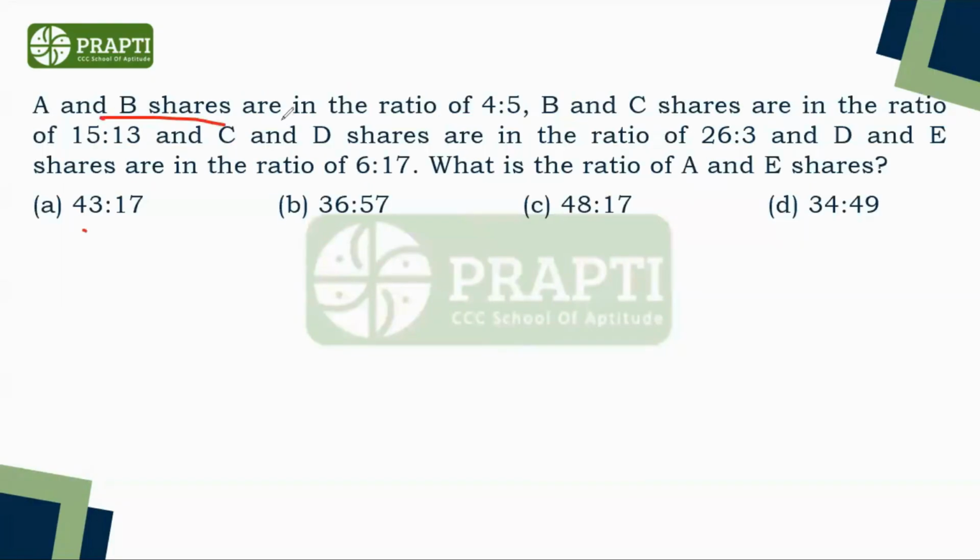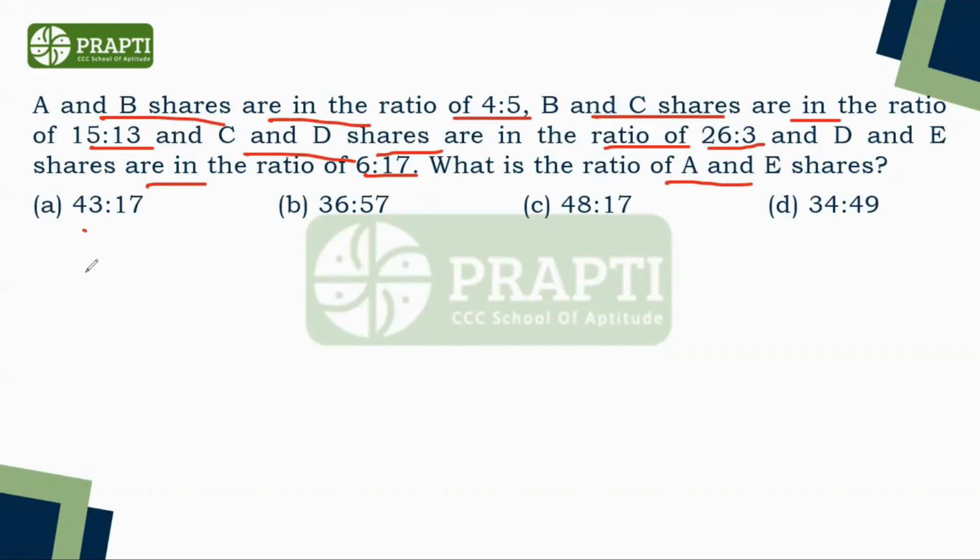A and B shares are in the ratio 4 is to 5. B and C shares are in the ratio 15 is to 13. C and D shares are in the ratio of 26 is to 3. And D and E shares are in the ratio of 6 is to 17. So they are asking the share of A is to E. A and E is nothing but A is to E.